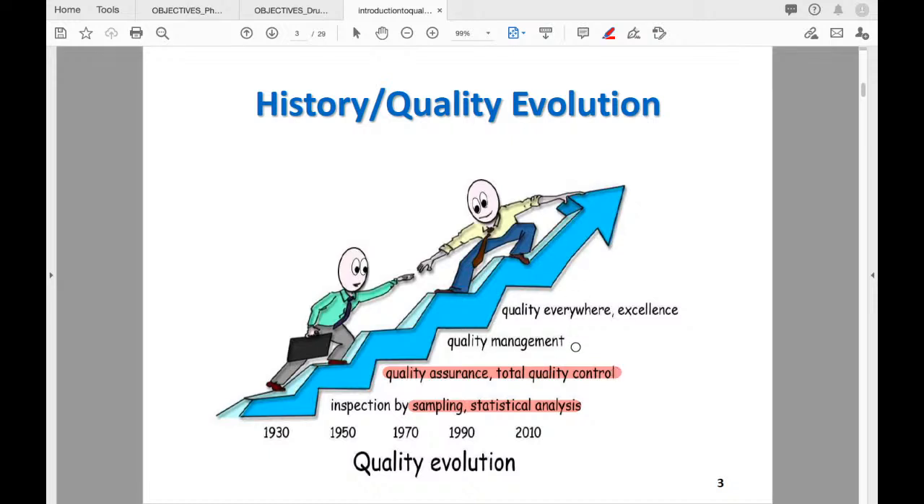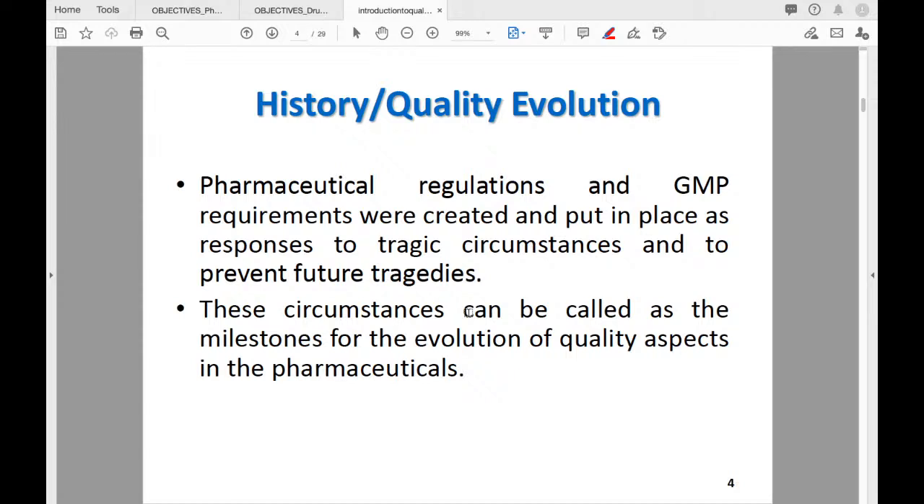Beyond that, after the 1970s, comes quality management, then quality everywhere and excellence. So it keeps rising up and up, new things coming with time, and hence our quality evolution keeps growing. According to the pharmaceutical regulations, good manufacturing practice requirements were created in response to tragic circumstances and to prevent future tragedies.